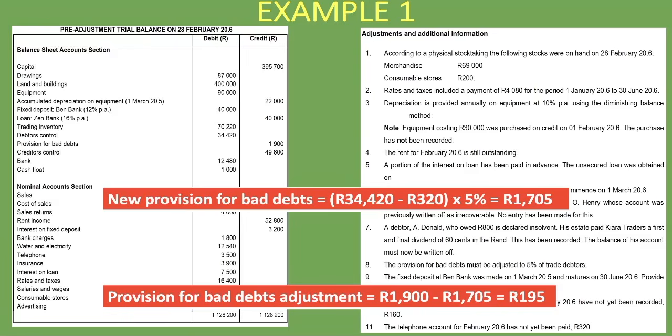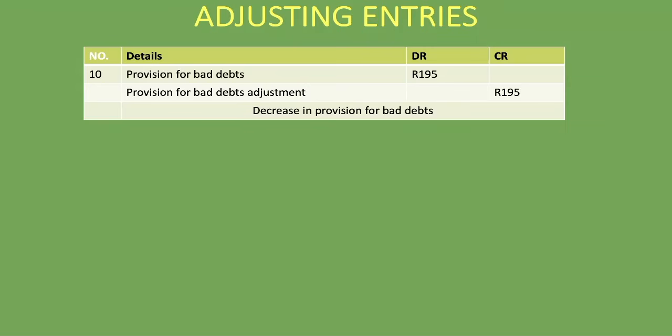So we're going to debit provision for bad debt because it's a negative asset account, and we're reducing it, and it reduces on the debit side. And then we credit provision for bad debt adjustment because it's an income account, because it's decreasing. I hope that has made sense.